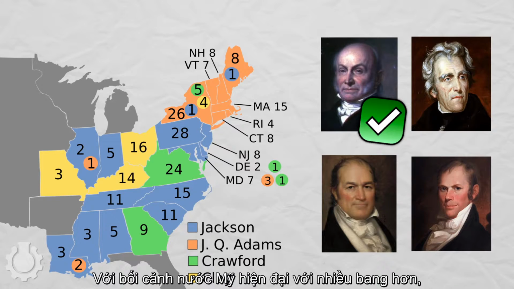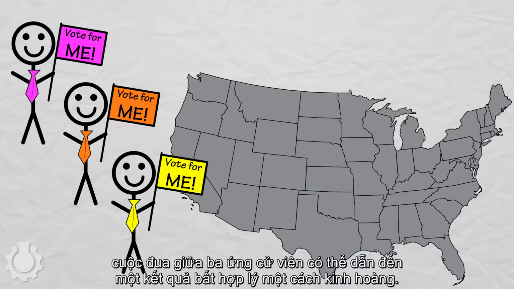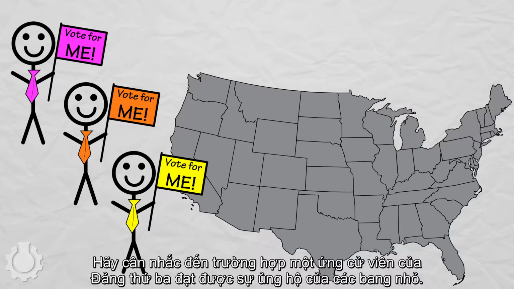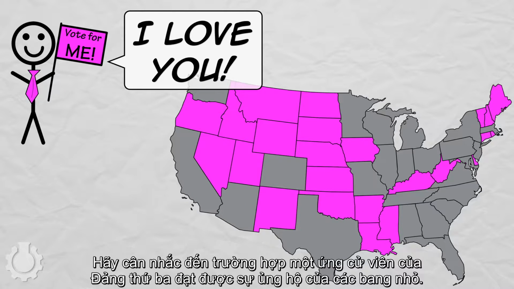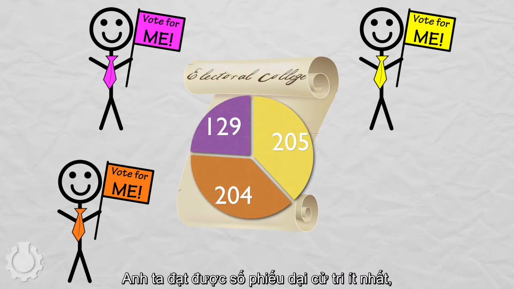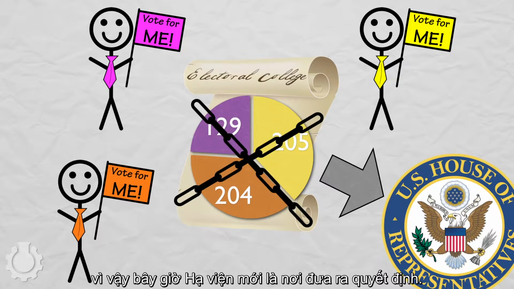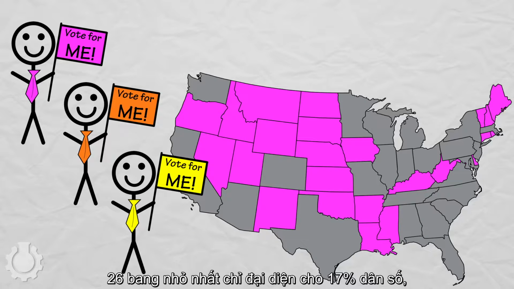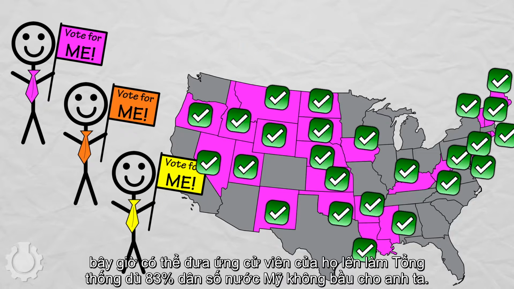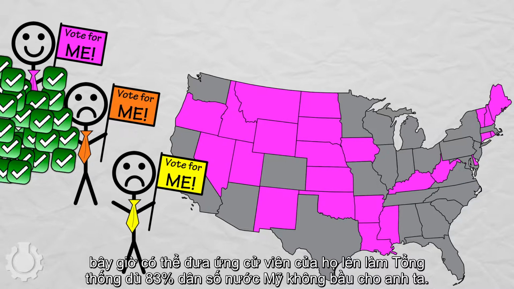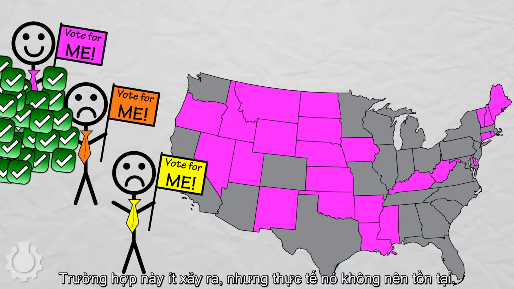In a modern America with more states, a 3-way race can have horrifically disproportionate results. Consider a third-party candidate who loves the small states and who the small states love in return. He gets the fewest Electoral College votes, but enough to ensure that neither of the 2 more popular candidates gets a majority, so now the House decides the winner. And those 26 smallest states, representing just 17% of the population, can pick their man as president, even though 83% of Americans didn't vote for him. It's unlikely, but it really shouldn't even be possible.